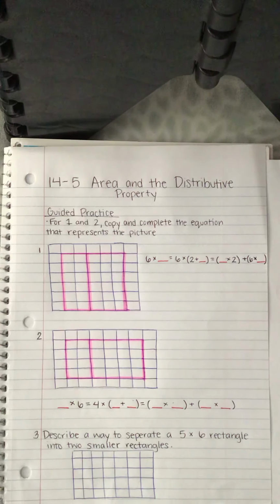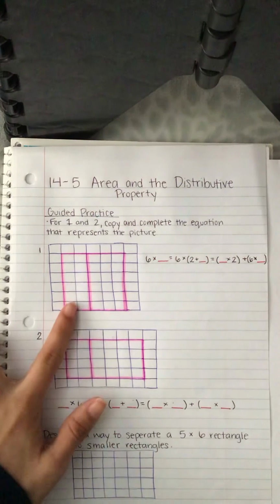Hi class, so for 14-5 we are talking about area and the distributive property. In this lesson we are going to talk about how we can break up a figure into two parts and still have the same area. So for number 1 and 2, it tells us to copy and complete the equation that represents the picture.